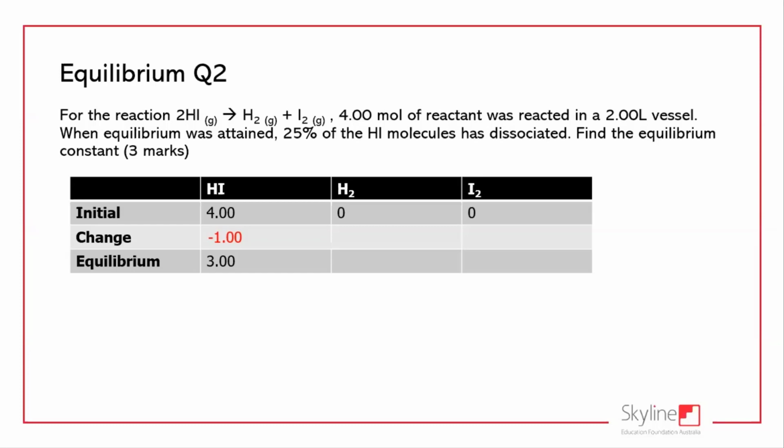For every 1 mole of HI we lose, we're going to be producing half of that in terms of H2 and half of I2. That's just the ratio of molar numbers. You can see for every 1 hydrogen gas, we need 2 moles of HI. Therefore, we increase by plus 0.5, so half a mole of hydrogen gas and half a mole of iodine gas. Therefore, our equilibrium is 0.5 and 0.5 for both of those.